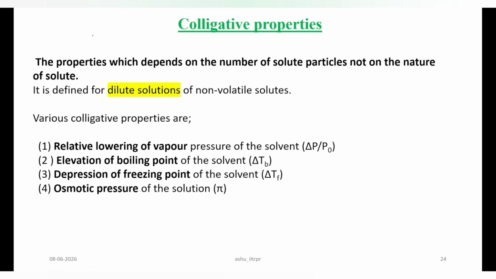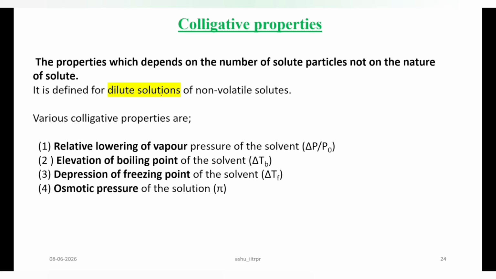So colligative properties, the basic definition is: properties which depend on the number of solute particles. This part is very important. Number of solute particles, not on the nature. They are only concerned about the number of solute particles. So even if it is 1, 2, 3, 4, 5, 6, 7 very small particles, or we have three big particles, colligative property is concerned with number only. So whatever the value of colligative property is, it will change according to the number of particles, not as per the size or nature of the particle.